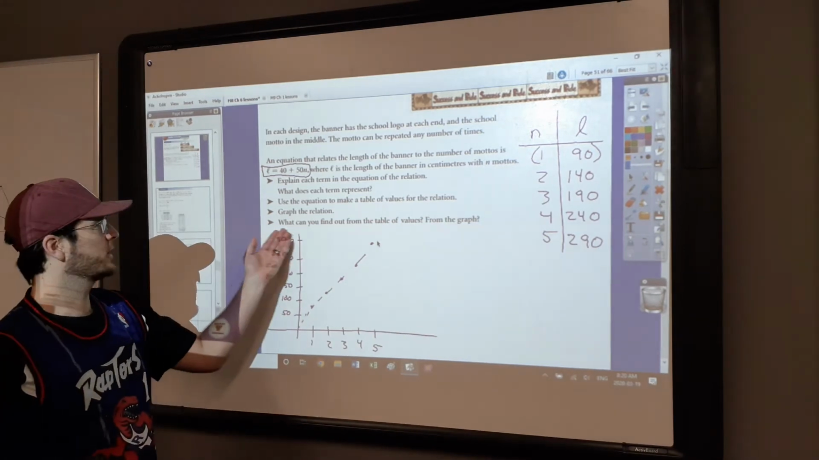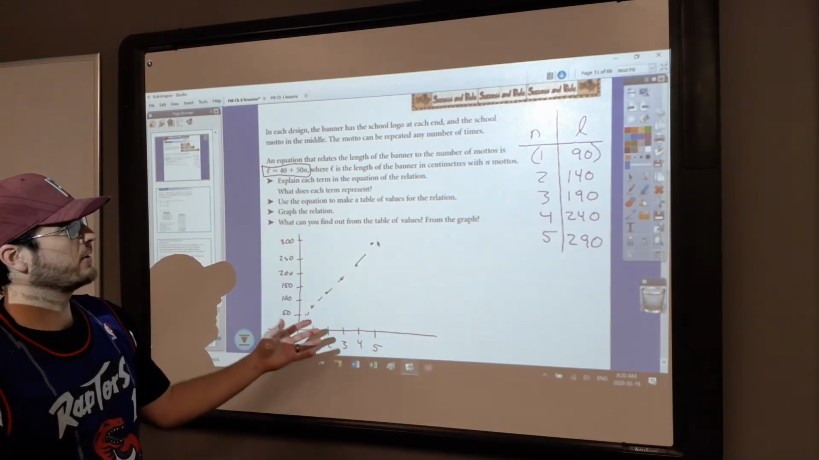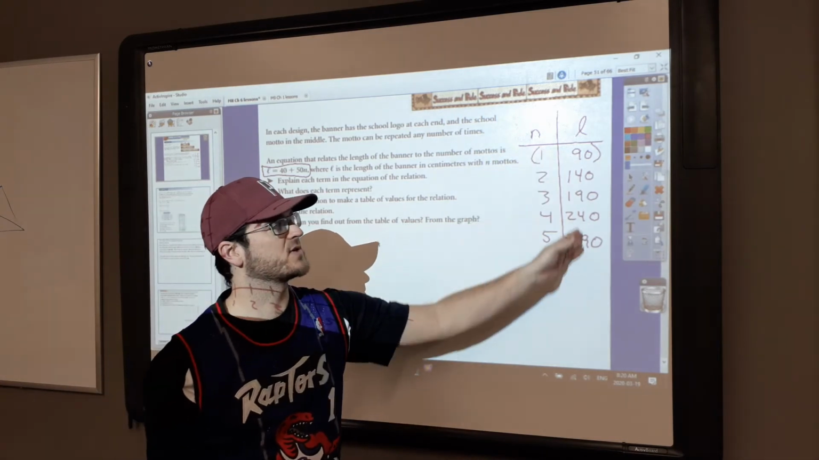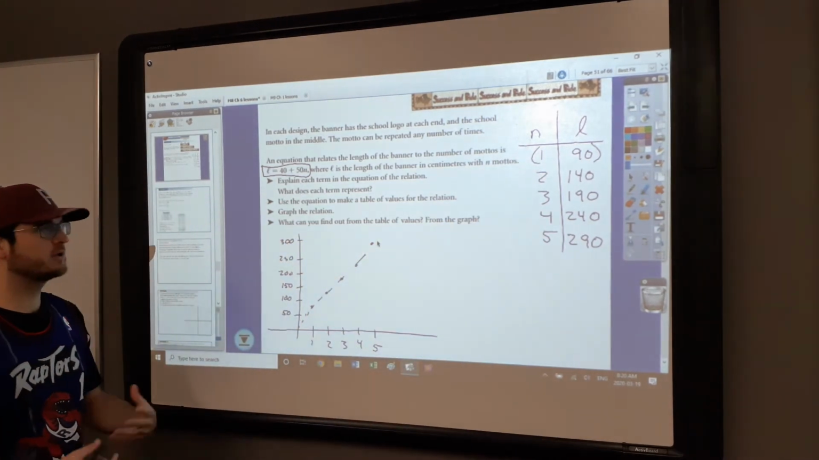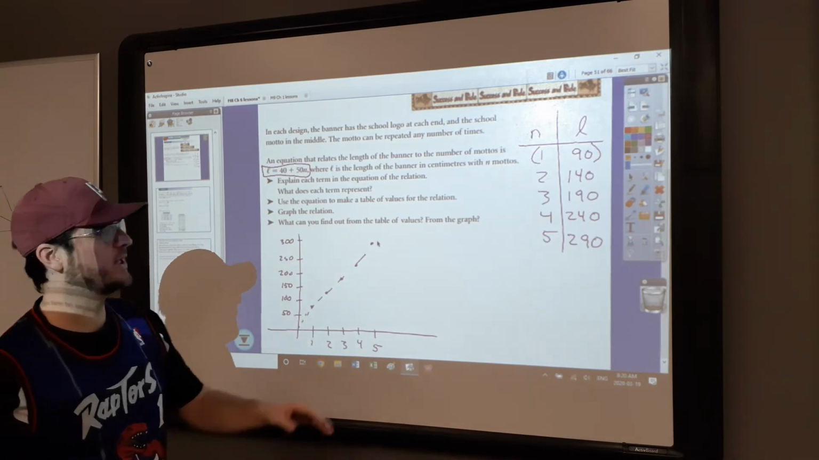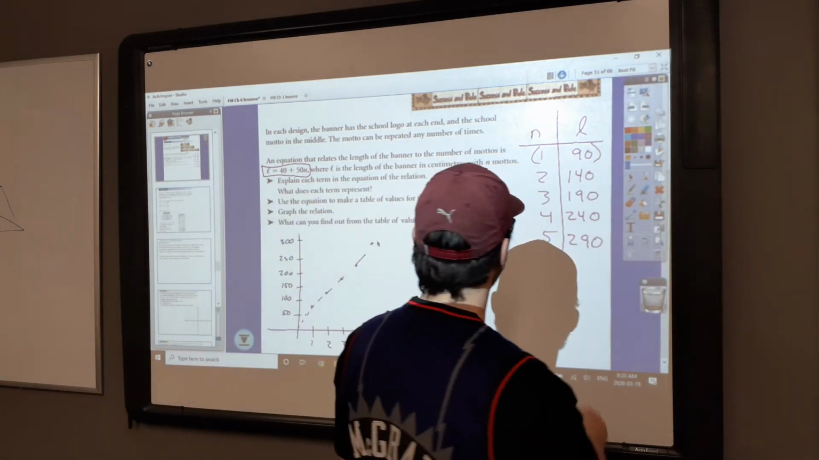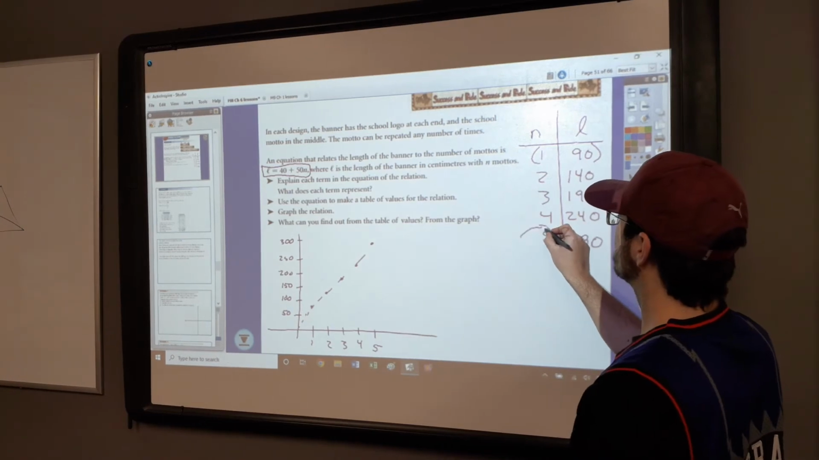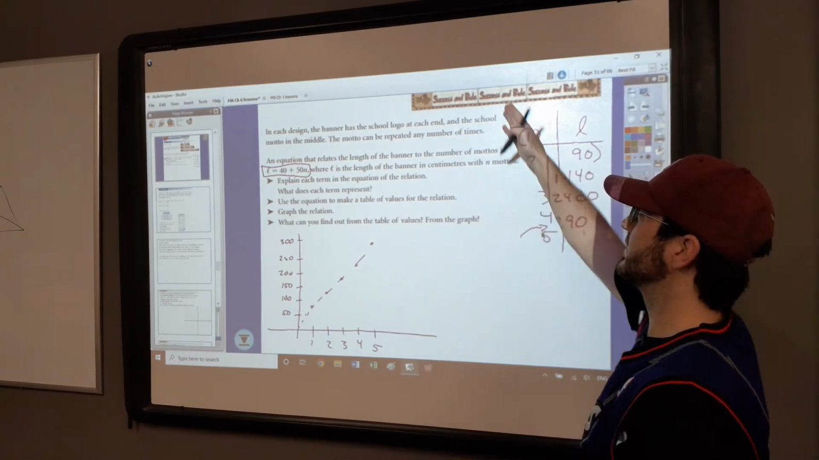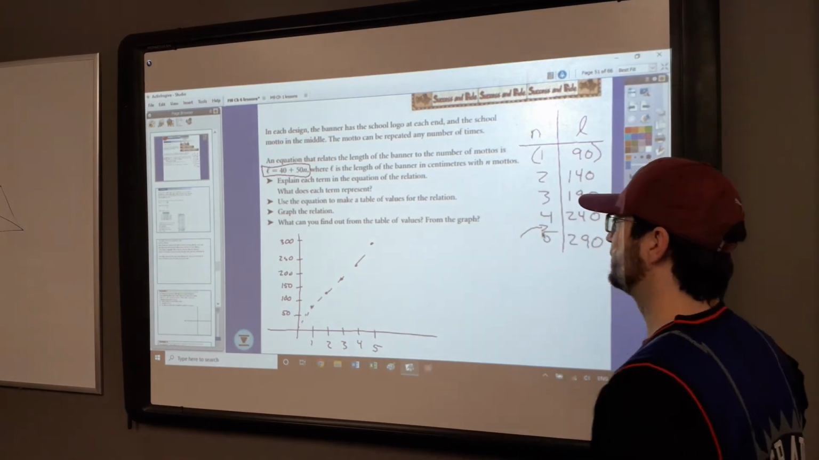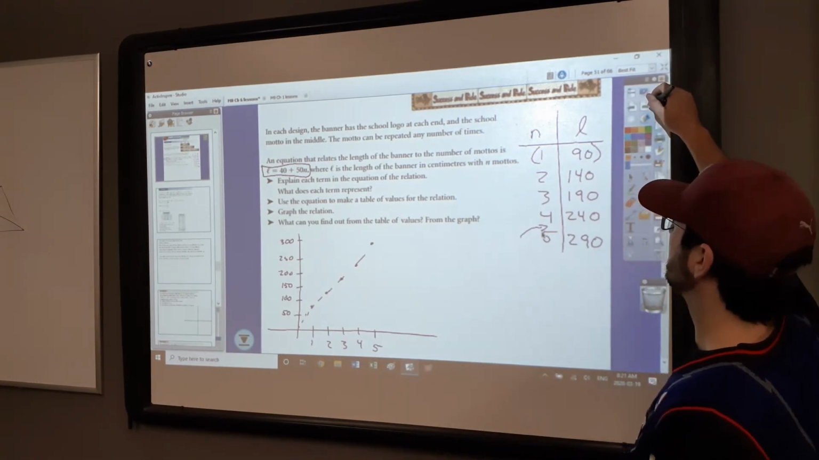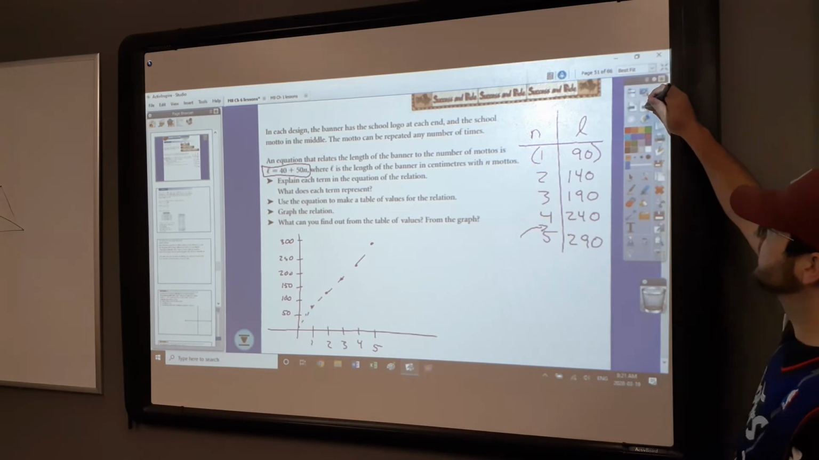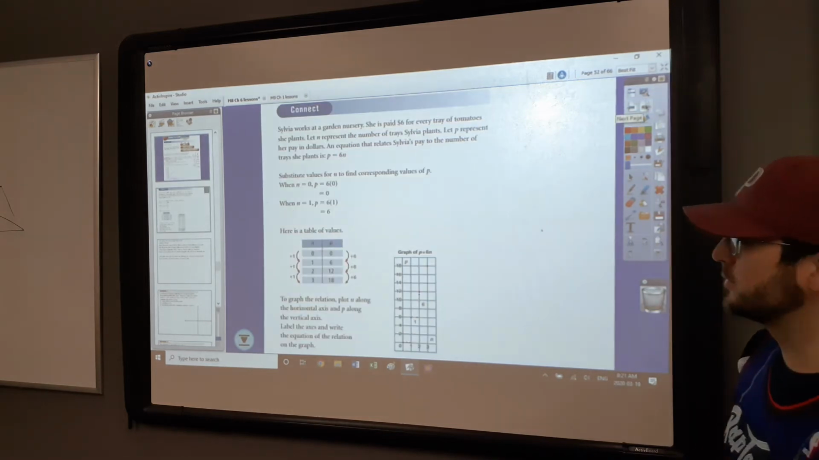Okay, what can you find out from the table of values and from the graph? Well, from both we can tell that this is a linear relationship. It's going up by 50 every time. And you can find the specific lengths for each number of banners. What you'll notice is it doesn't really make sense to take 4.5 banners. You're not going to cut half a banner, presumably, right? And so we'll get more into that a little bit later on when we talk about discrete. Okay, so we'll look at a different example of that too.